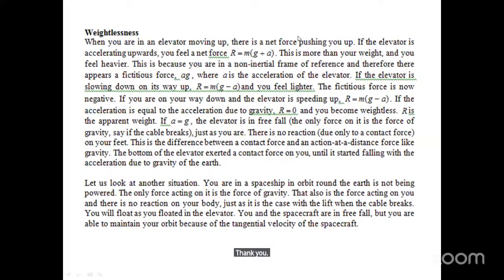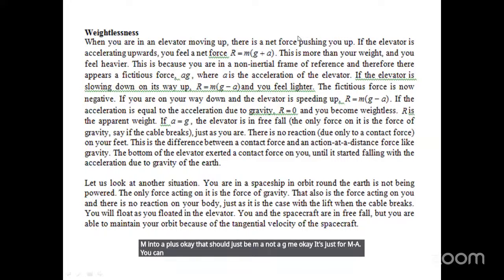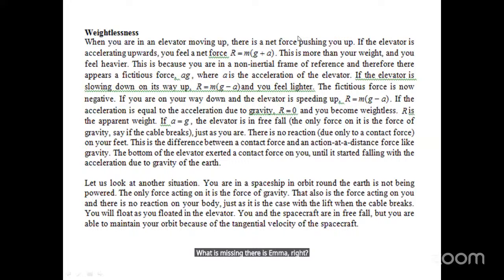That will just be ma, okay? Fictitious force ma. If you look at R equals m into g plus a, what is missing there is ma, right? R is mg plus ma. So the fictitious force is ma. The real weight is mg. The fictitious force is ma. That's the extra force that is pushing you down, where a is the acceleration of the elevator.